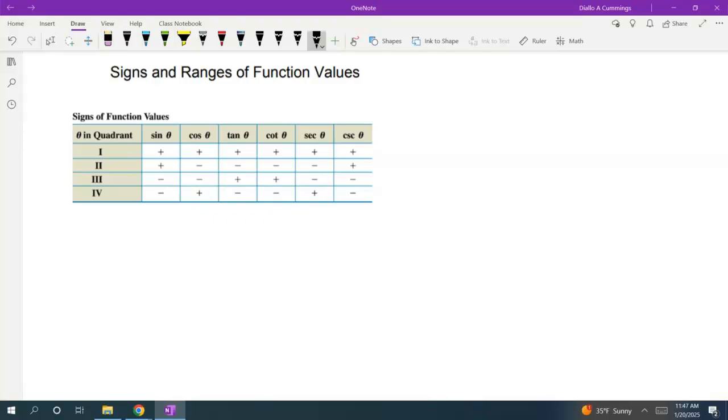Now, we can summarize the sign and range of function values by using what's called a mnemonic device. So on the side, I'm going to sketch out an X and a Y coordinate system. And the X and Y axes split our plane up into 4 different sections, which we call quadrants. The upper rightmost quadrant is Q1. And then we follow a counterclockwise direction to reveal the other quadrants. So we have quadrant 2, which is to its left, quadrant 3 below, and quadrant 4.